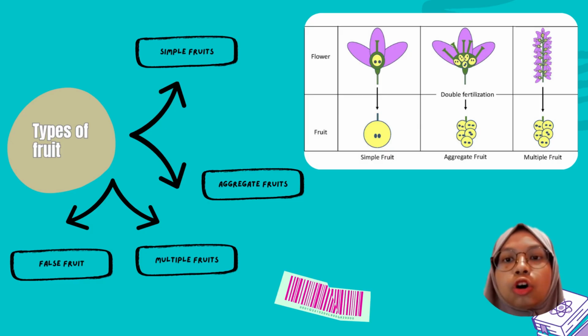And the fourth is accessory fruits. They are fruits that develop not only from the ovary but also from other flower parts such as the receptacle. An example is apple, where the fleshy part we eat actually comes from the enlarged receptacle, not the ovary. This category helps classify fruits more accurately based on their structure and development.